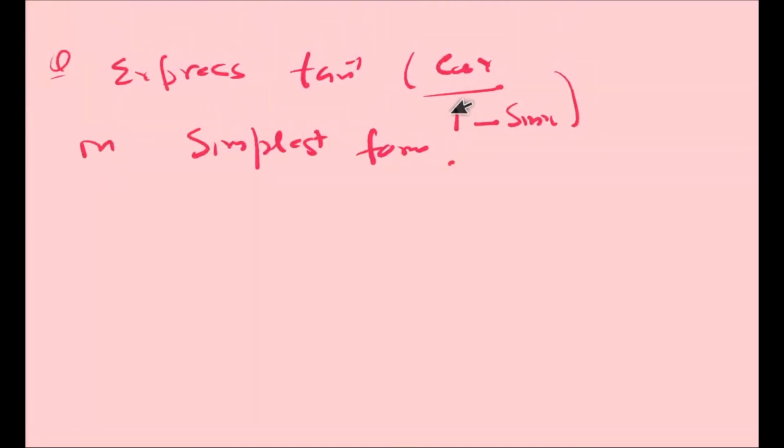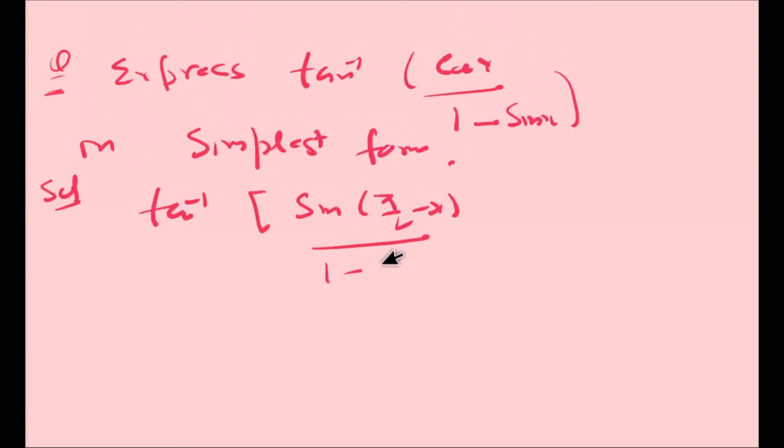When it is given, you have to simplify first. When you use differential equations and integration, if you get this type of question, you have to simplify first. Now it is a question in this chapter, so we can write tan inverse, and here we can write sine of pi by 2 minus x, and here we can write cos of pi by 2 minus x.